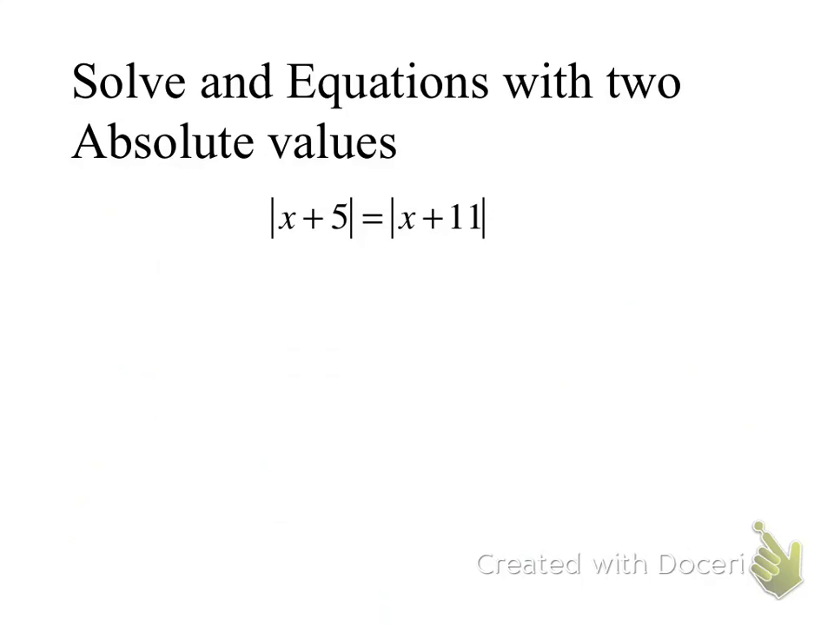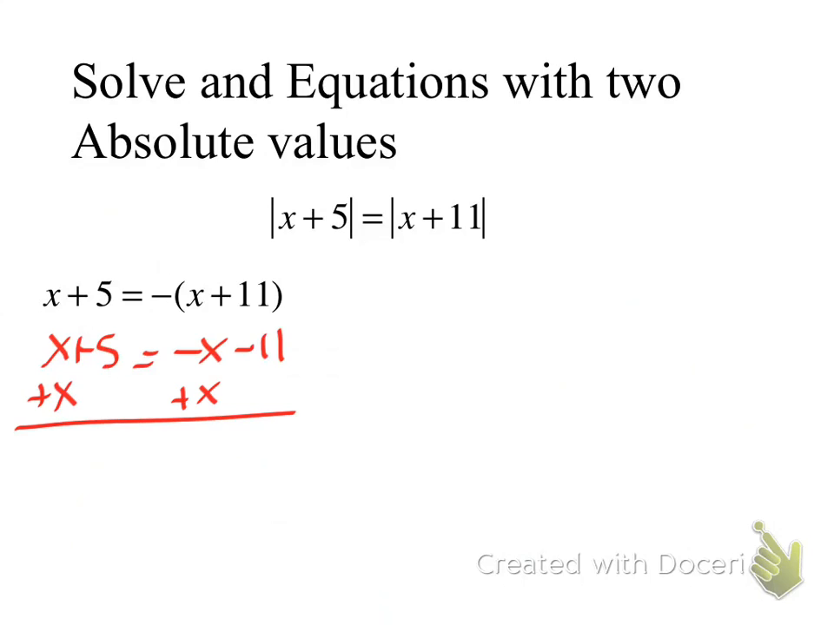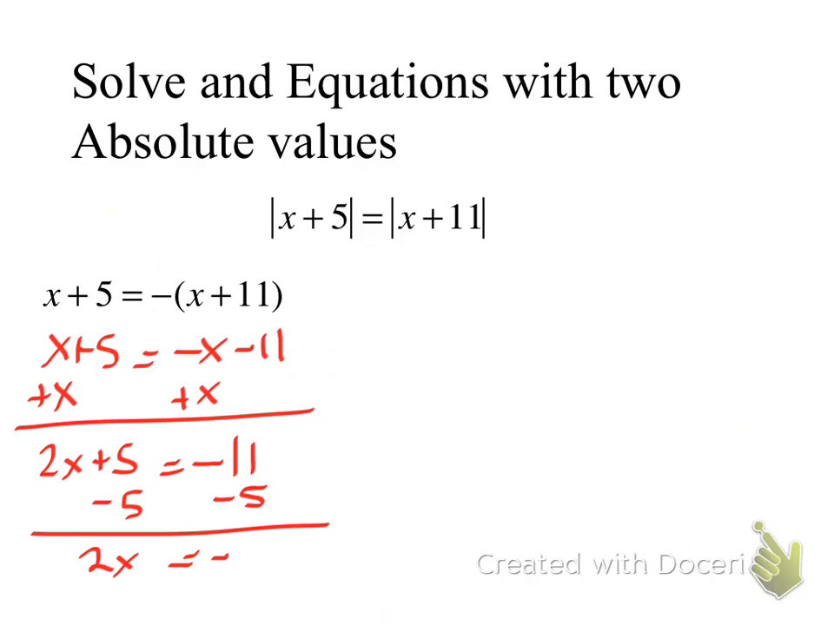But remember, it's the entire side. So I'm not just setting x, because it's everything in the absolute value. So I'm taking the negative value of what's in there. I would distribute that, right? x plus 5. Okay, I get x plus 5 equals negative x minus 11. Okay, I'm going to add x. I end up with 2x plus 5 equals negative 11. Subtract 5, and 2x equals negative 16.